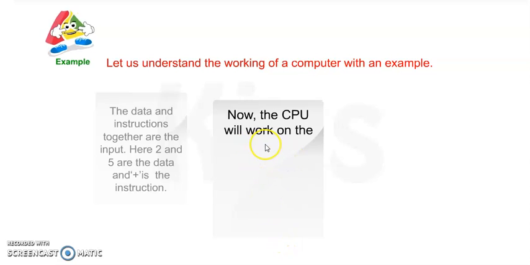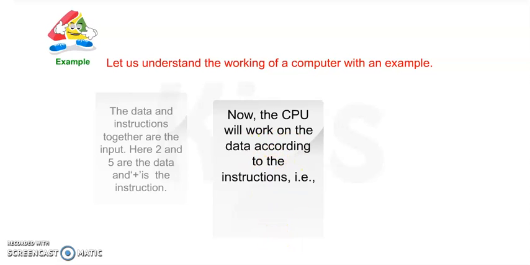Then now the CPU will work on the data according to the instructions. Okay, we have given the syntax of plus. So the CPU will add these two numbers. It is processing data according to the instructions. If we give minus here, the CPU will do subtraction. If we give a multiplication sign, the CPU will do multiplication of these two numbers. So whatever instructions we give to the computer, it only follows those instructions.